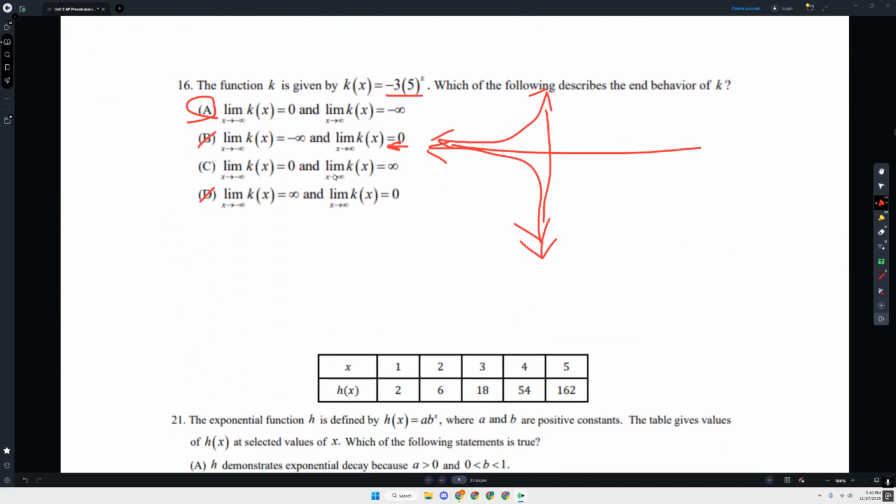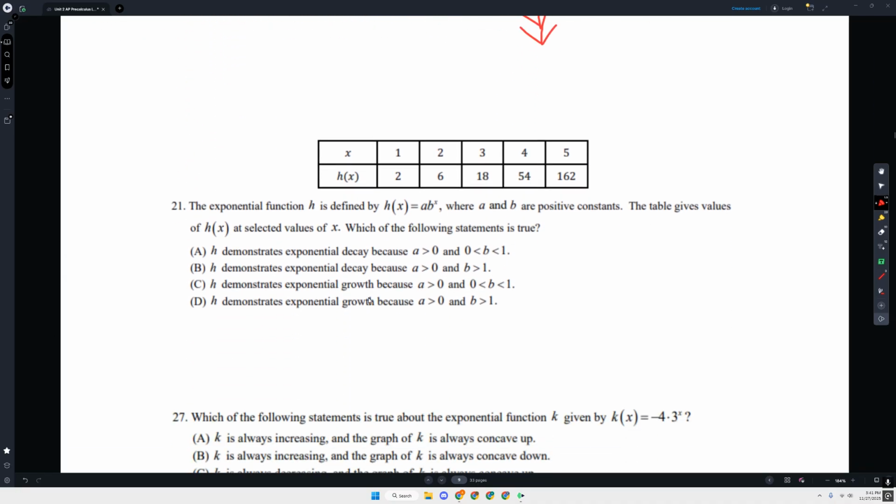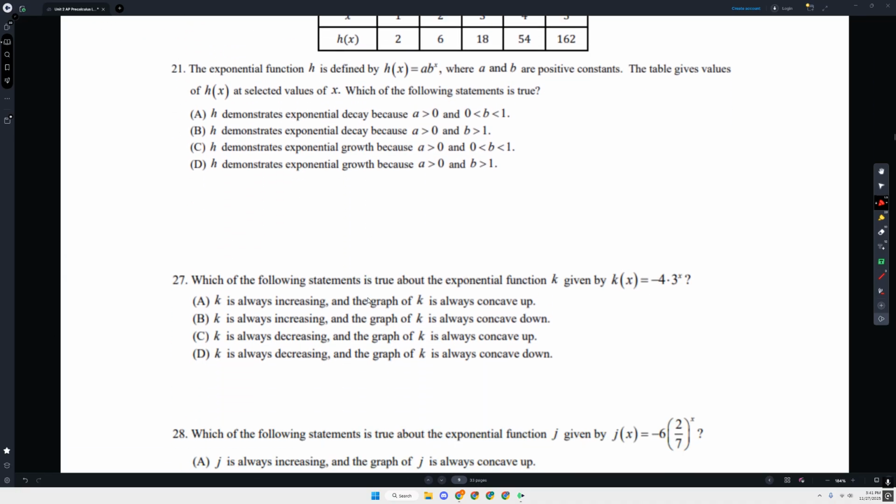Any questions about these two end behavior ones? I'm going to guess there's no questions, so we'll continue on.